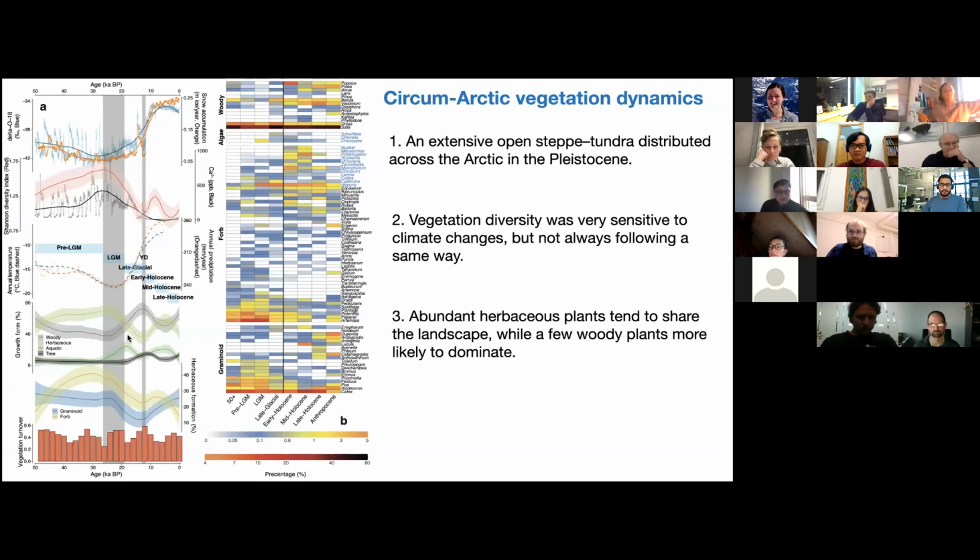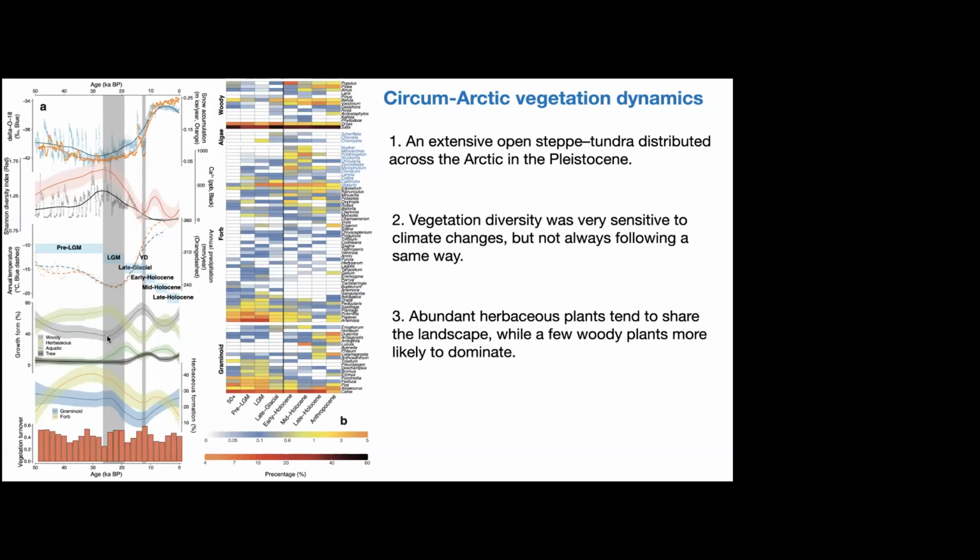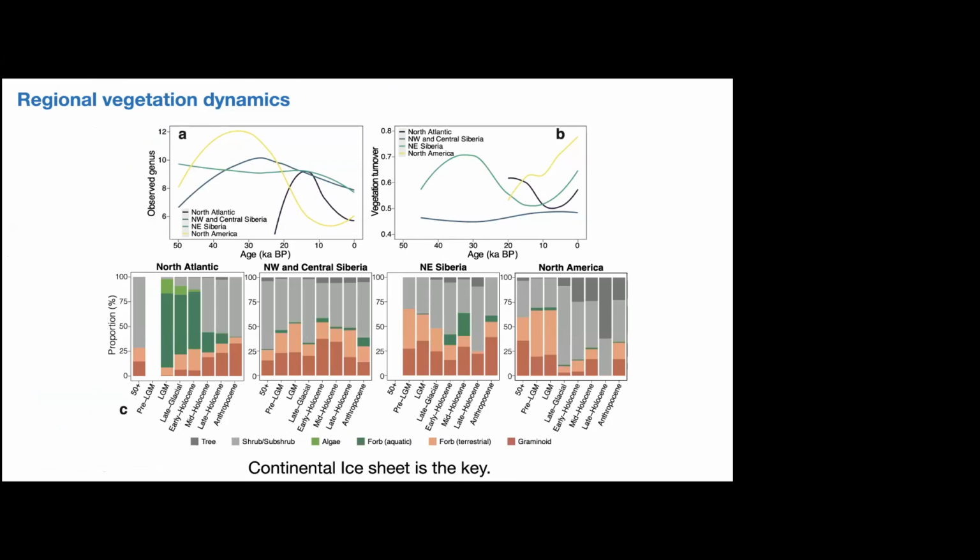If we look into the morphological form of the vegetation, what we found is that when the woody proportion increases, the overall vegetation diversity decreases, whereas when the herbaceous plants increase, the overall diversity increases. This indicates that many different herbaceous plants tend to co-appear and share the landscape. When the environment gets more suitable for woody plants, a few of these species are more likely to dominate the ecosystem. And within the herbs, forbs were more abundant than grasses, but not as dominant as previously suggested by the metabarcoding study. Next, we divide the vegetation into 4 regions to look into the regional patterns.